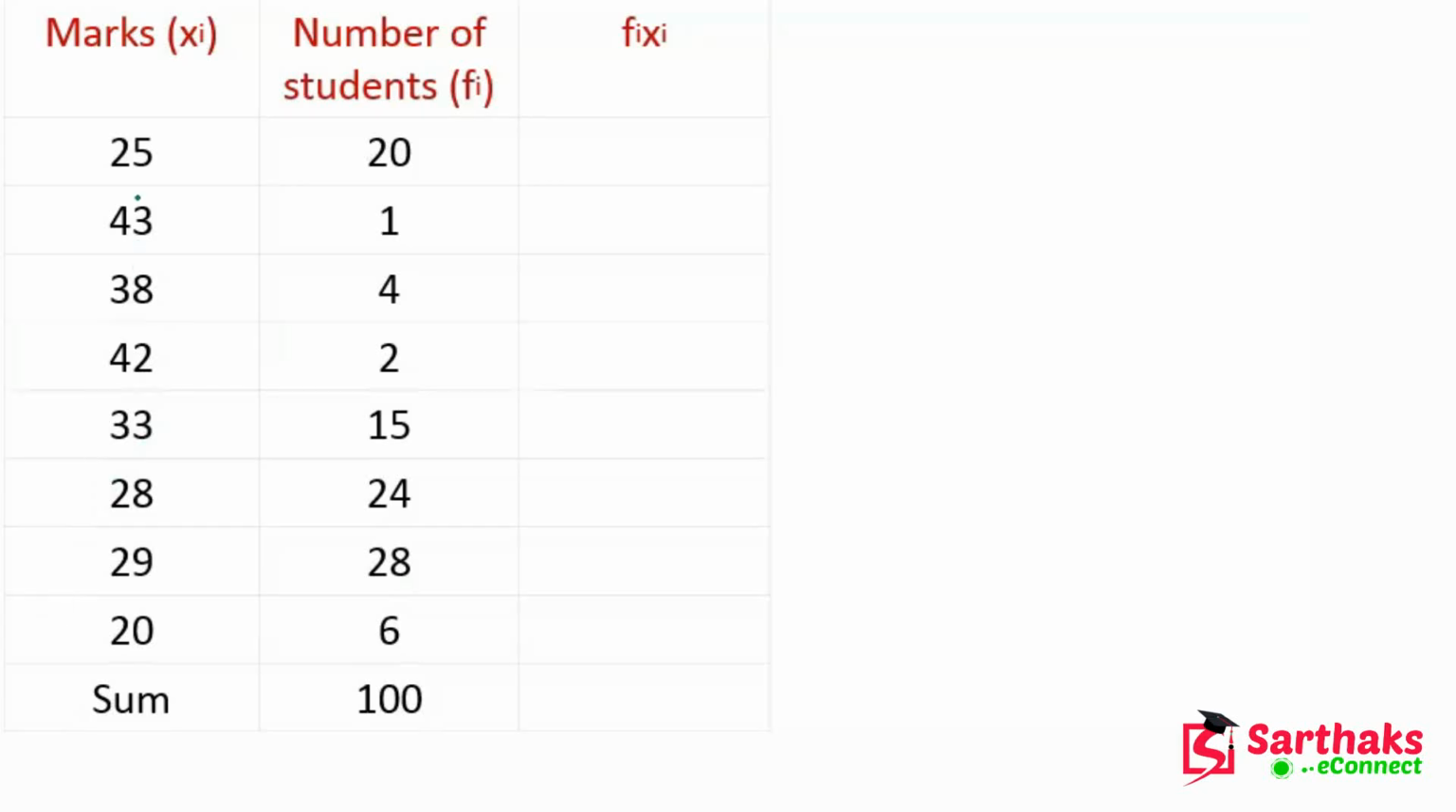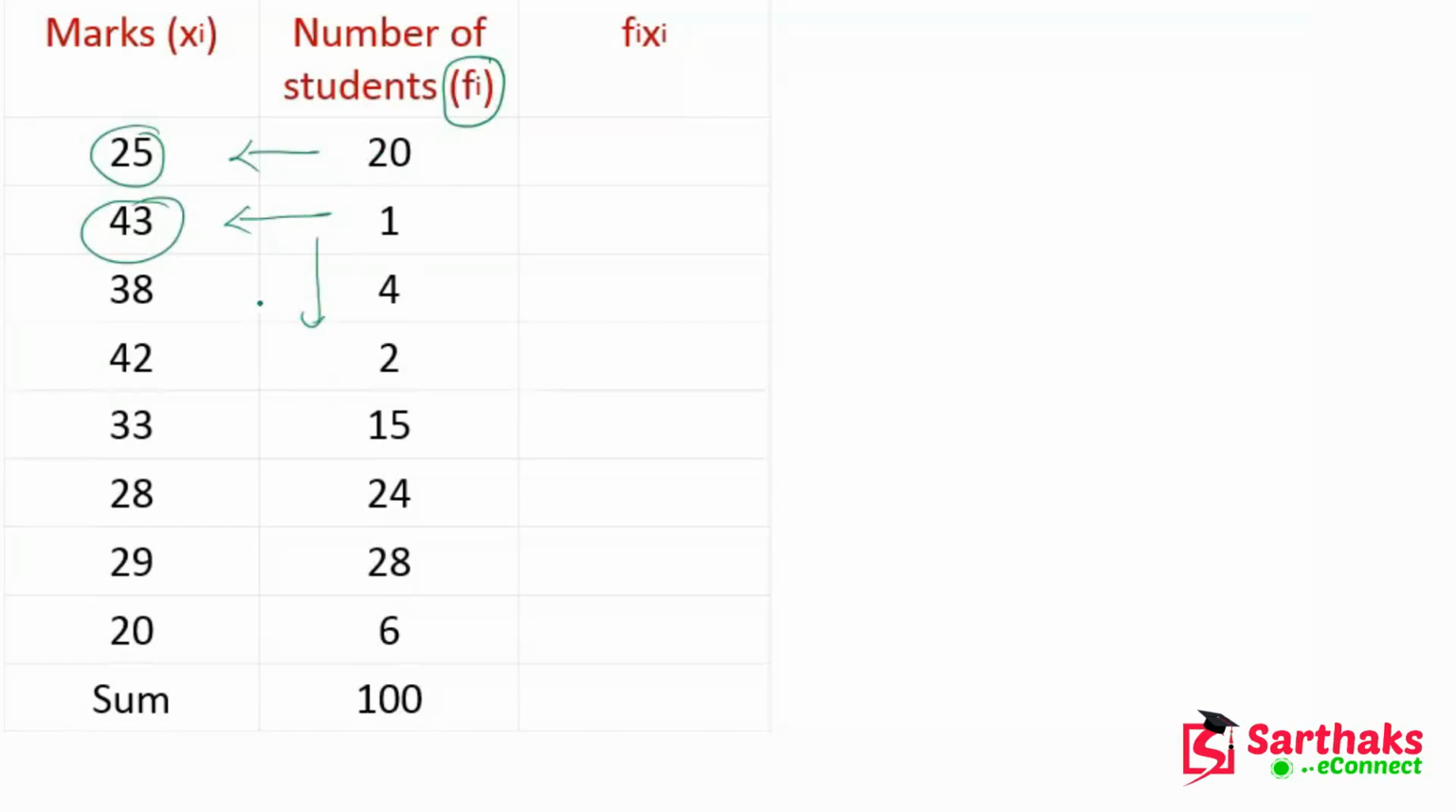Okay, my dear friends, so now number of students, this is the frequency. It means 20 students have marks 25, 1 student has marks 43. So this is the frequency.